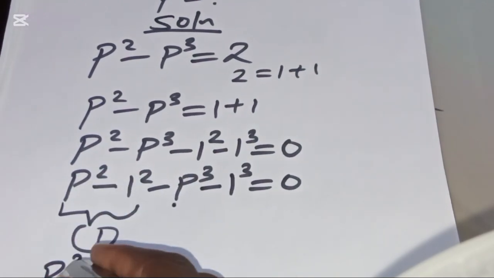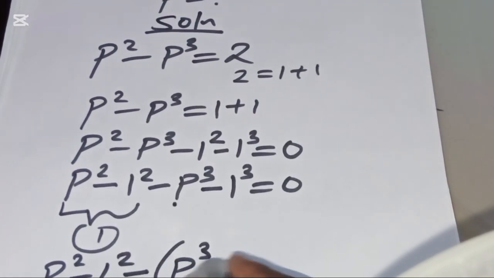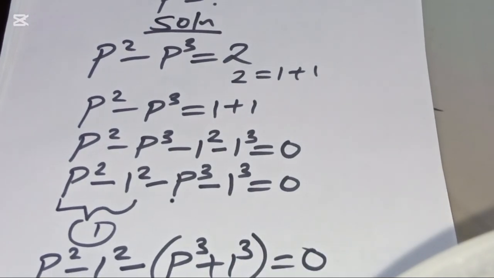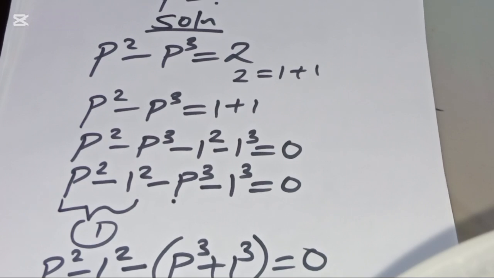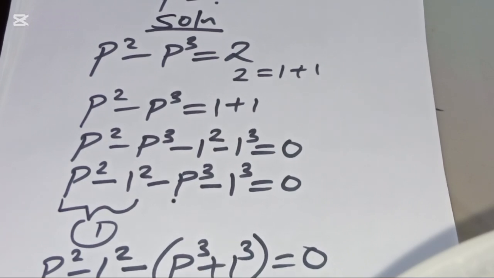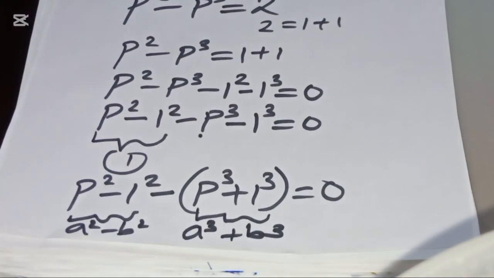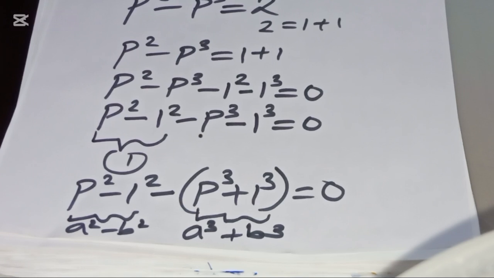Okay, so let's express this in this way. We have p to power 2, subtract 1 squared, subtract, okay, this is the same thing as p cubed plus 1 cubed. This is equal to 0. Okay, so we have two parts here. This is the difference of two squares expressed as a squared minus b squared. And the second part, this is in the form of a cubed plus b cubed. Okay, p squared minus 1 squared is in the form of the difference of two squares, and p cubed plus 1 cubed is in the form of a cubed plus b cubed.